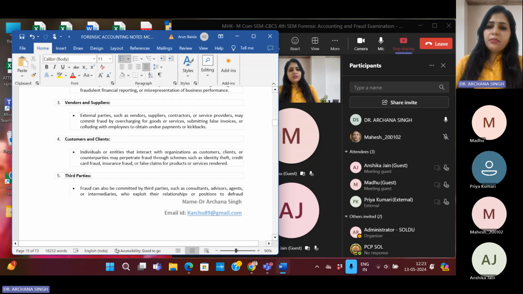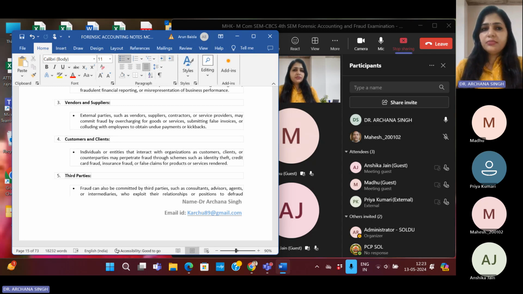The next is vendors and suppliers. Vendors and suppliers are external parties, those who are directly or indirectly related to the business, like vendors, suppliers, contractors. They may commit fraud by overcharging for goods and services, by providing false invoices, wrong invoices. Means they are providing the invoices.